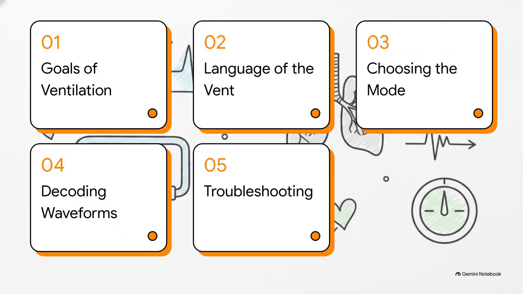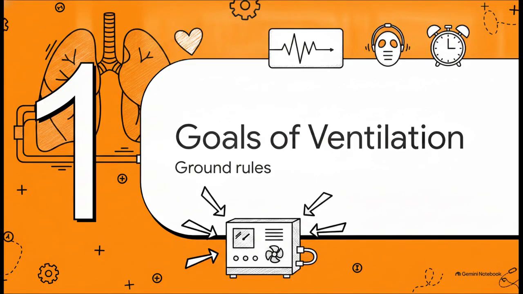To make all this totally manageable, we're going to hit 5 logical steps today. First, the goals of ventilation. Second, the language of the vent. Third, choosing the right mode. Fourth, decoding those tricky waveforms. And fifth, troubleshooting and safety. All right, part 1, the goals of ventilation.